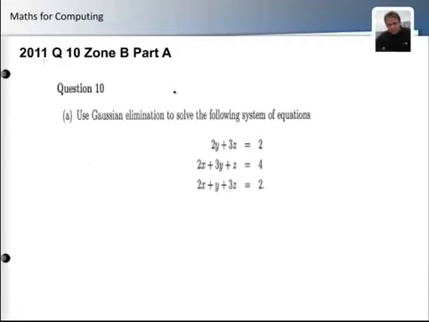In this presentation, we're going to look at Gaussian elimination. This is the 2011 paper from question 10. Use Gaussian elimination to solve the following system of linear equations.